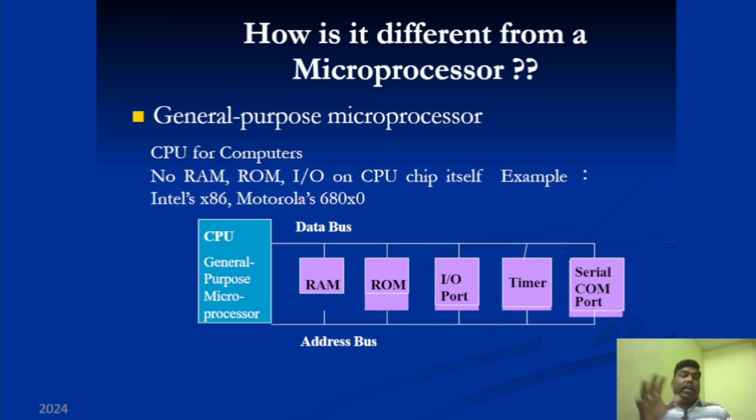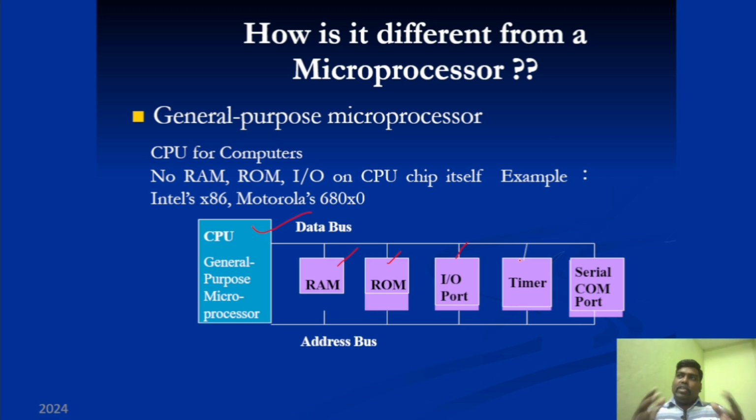And what is a microprocessor? As I said before, it is for general purpose, and you can see the CPU, the microprocessor, and apart from that, you will not have anything. Everything has to be connected externally. You can see ROM, RAM, IO port, timer, serial port, everything has to be connected externally, right? And that is the basic difference between microprocessor and microcontroller, right?